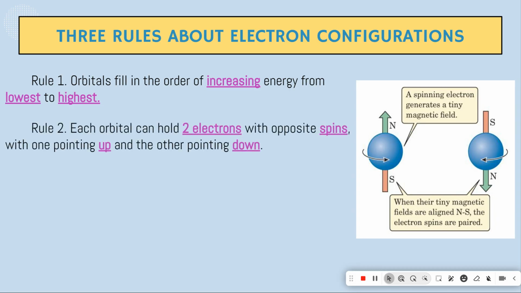Rule 2, each orbital can hold 2 electrons. They have to have opposite spins. We represent this with arrows, one pointing up and one pointing down.